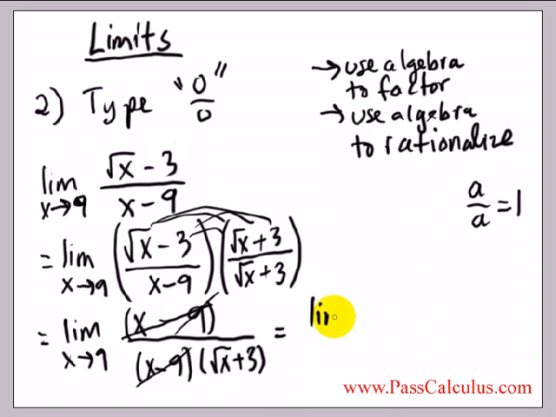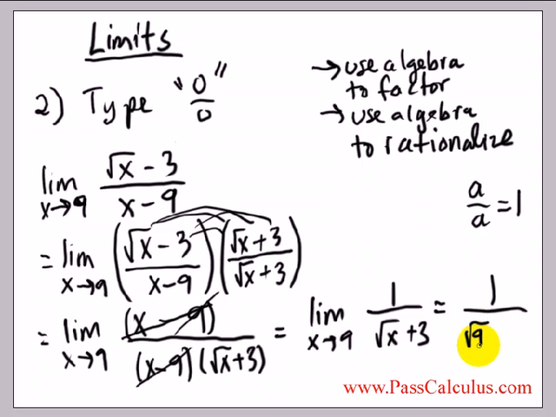We get the limit as x goes to 9 of 1 over root x plus 3. And now we're back to those easy kind of limits where we can just put the number right in, right? So we get 1 over root 9 plus 3. Well, root 9 is 3, and 3 plus 3 is 6. So our answer is 1 over 6.